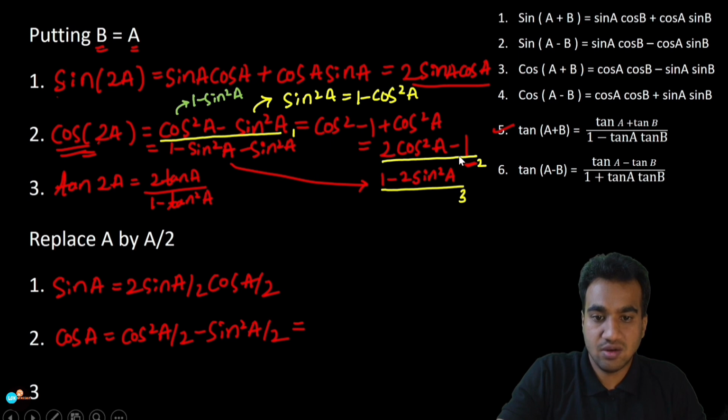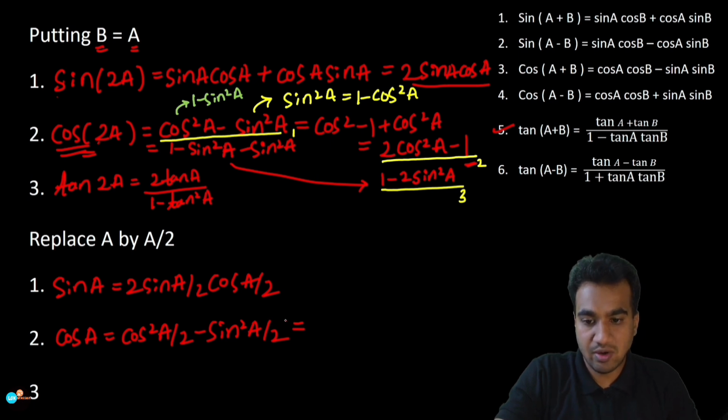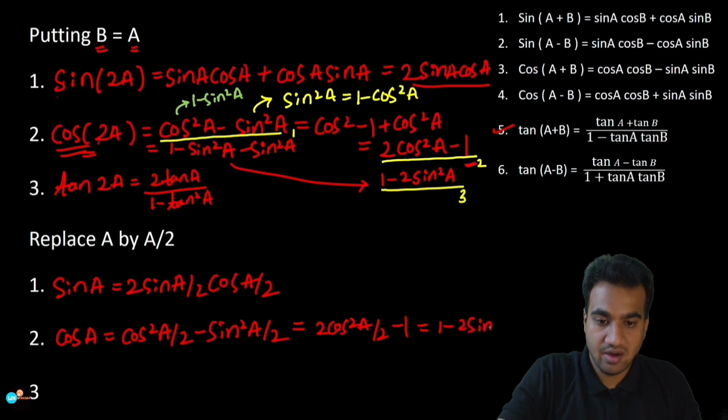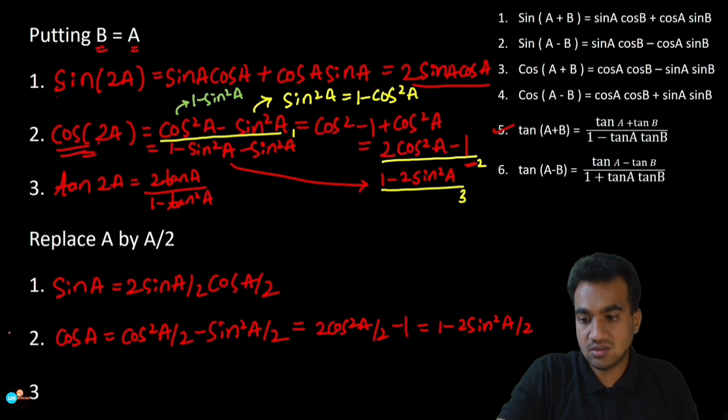And the next one is here. For this one we will replace a by a by 2, so you will get 2 cos square a by 2 minus 1. And the next one is here, 1 minus 2 sin square, that is equal to 1 minus 2 sin square a divided by 2. So these are the three identities for cos a, and these are nothing but half angle formulas.